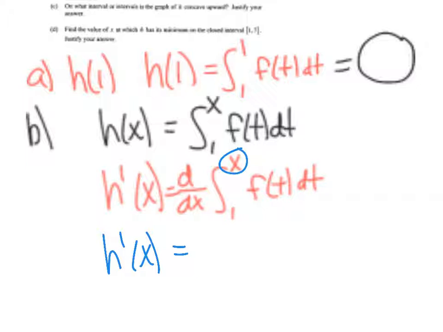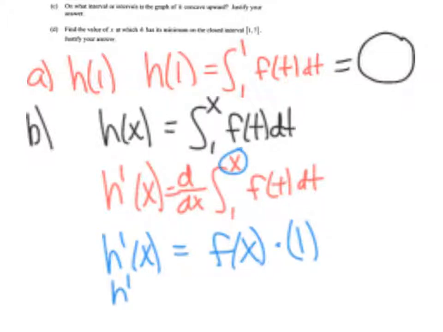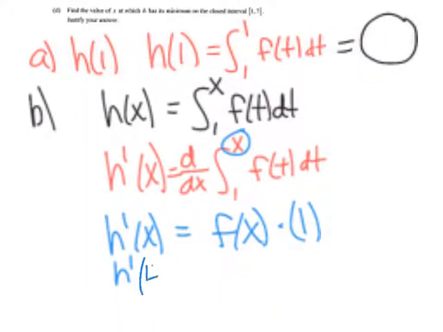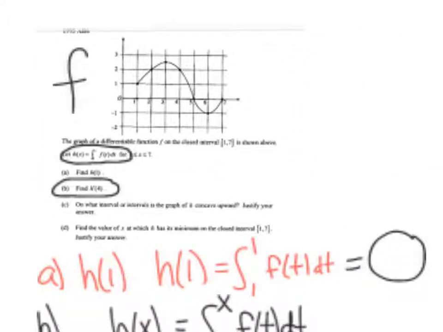take the upper bound and plug it in, f of x times the derivative of the upper bound times 1. Well, that's easy. So h prime, and I believe they wanted us to plug in a 4. H prime of 4 is equivalent to f of 4. Well, how do you evaluate f of 4? They happen to give you this lovely graph of f. So f of 4 has a height of 2.